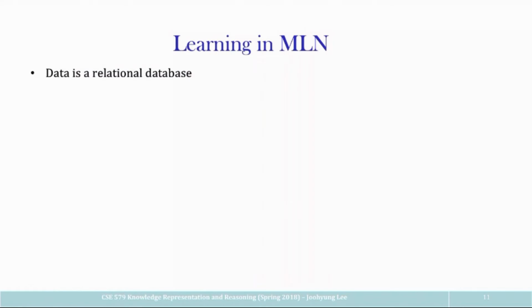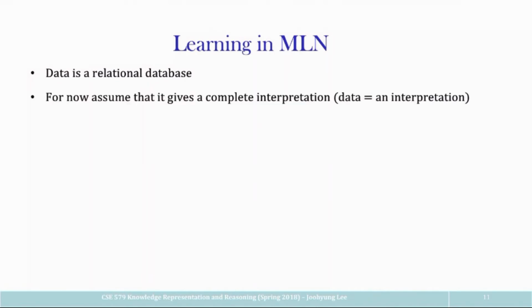All right, so now let's talk about how to adapt this idea to Markov logic learning. In Markov logic, we will get the data, and we'll assume the data is a relational database, which can be given as a set of facts, as we did in ASP. For now, assume that this database that you give as an input is understood as a single interpretation.